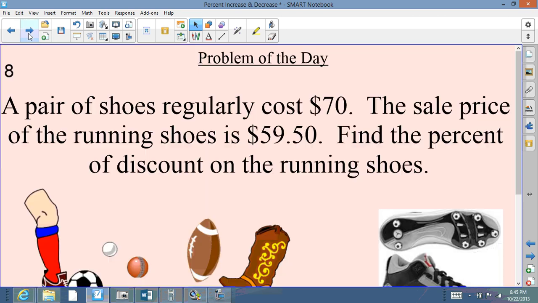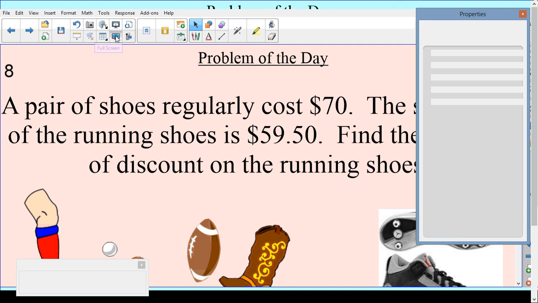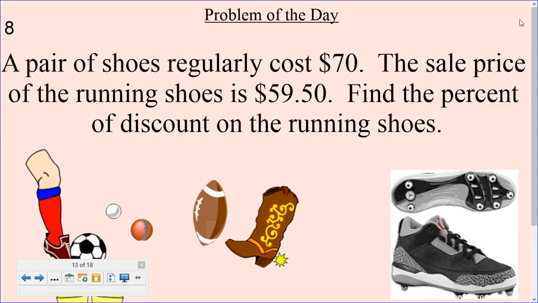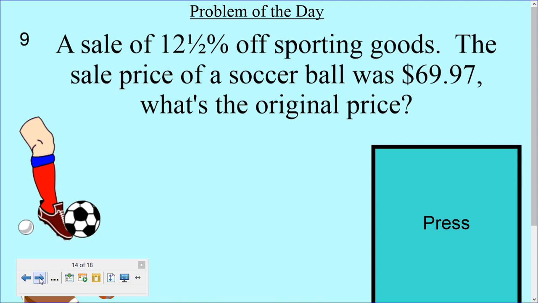We're going to start here tomorrow with a question that looks like this about a pair of shoes which regularly sells for $70, cost $70. The sale price of the running shoes is $59.50. Find the percent of discount on the running shoes. That's a good question.